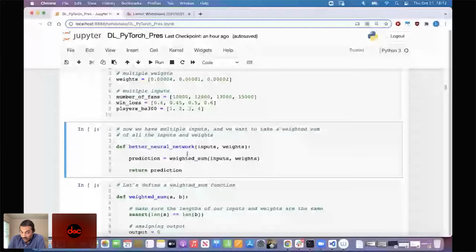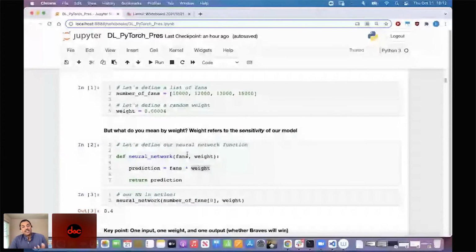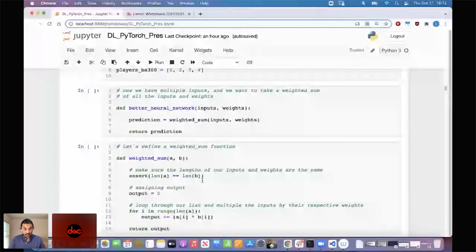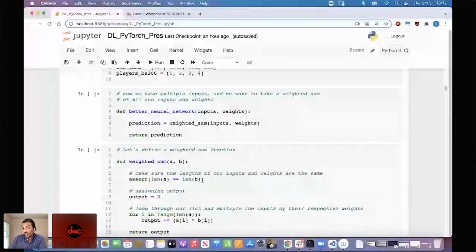Very similar to what we did upstairs, where we said this neural network is going to have an input and a weight. Well, it turns out just because we're adding more inputs to our model doesn't actually change that calculation.